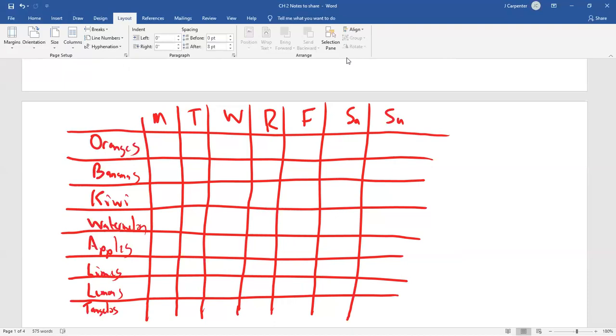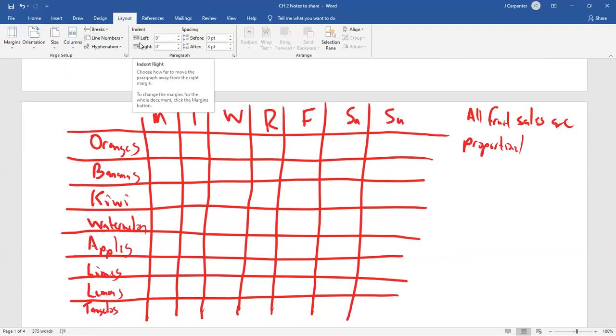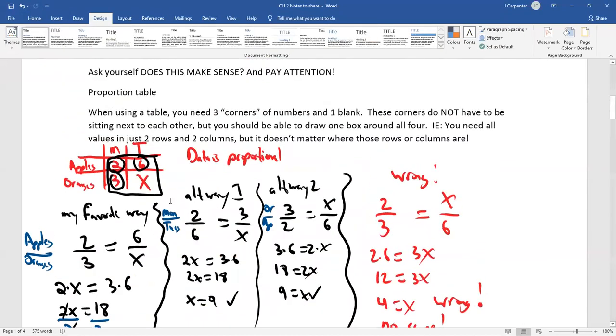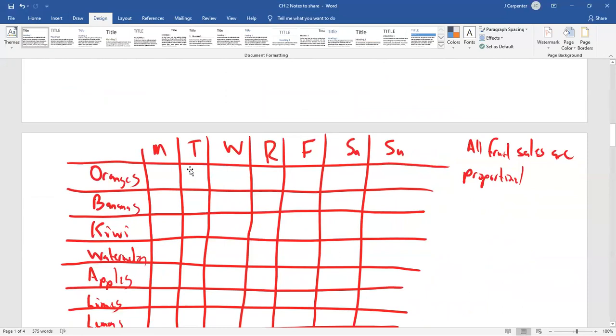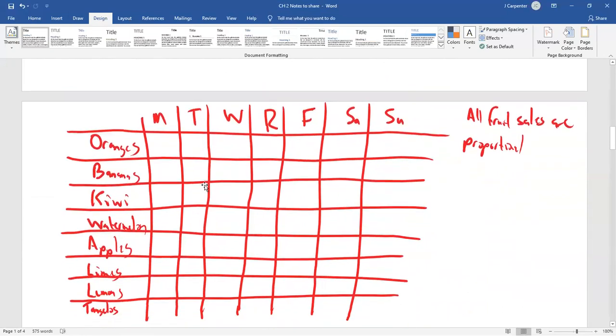There we go. Good enough. So there's our table: 1, 2, 3, 4, 5, 6, 7, 8 different fruits, 7 different days. And let's just have somewhere in the problem say that all fruit sales are proportional. And like I said, the specific fruits and the specific days, they're not going to be all the same. And I'm going to throw some extra numbers in there as well. I just got to make sure that I'm careful to set this up correctly.